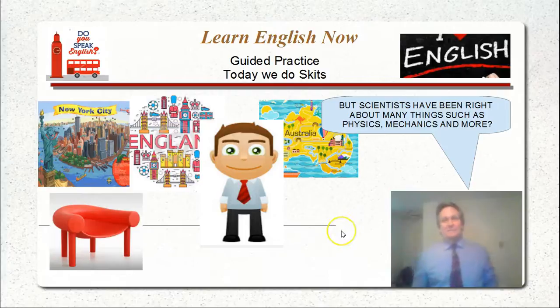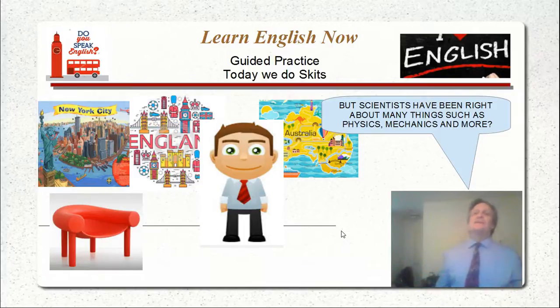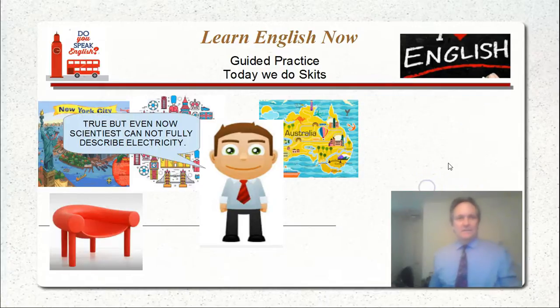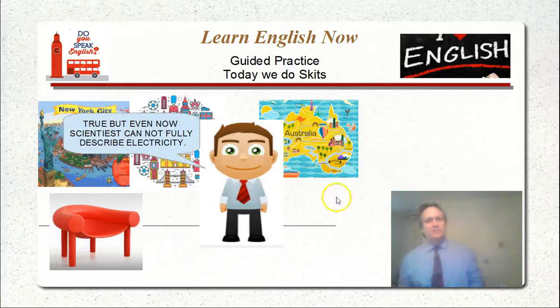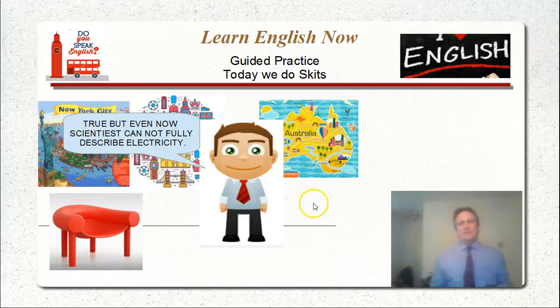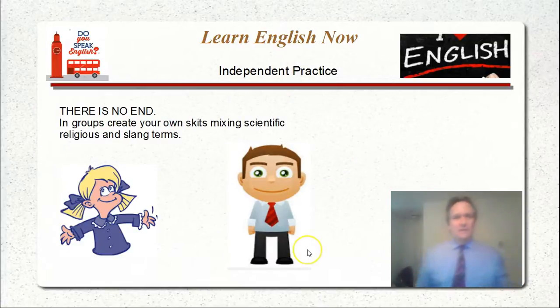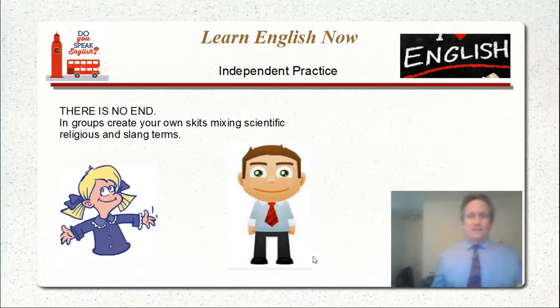We've been through that. Okay, now, but scientists have been right about many things, such as physics and mechanics and much, much more. He responds with true, but even now scientists cannot fully describe even what electricity is. So, he's right. So, the point is that argument hasn't really been solved and it could go on forever. That's what makes it a good argument for learning English because it mixes all this language and you can use critical thinking and you can just keep going with it. So you guys can take it as far as you want.